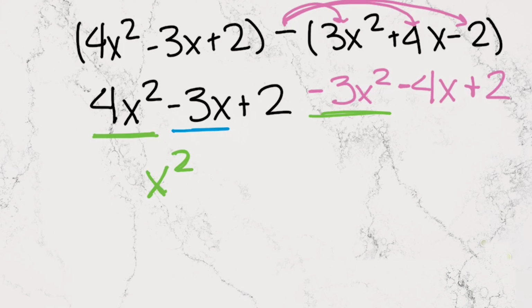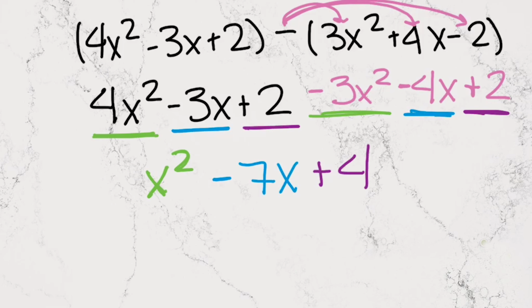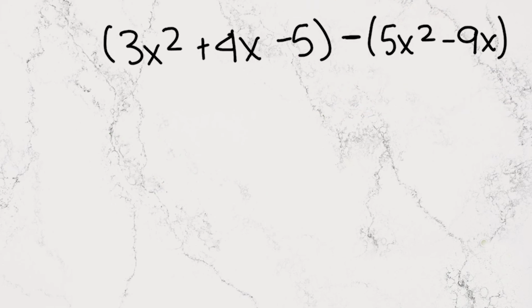Then I have -3x minus 4x. Well, -3 minus 4, that's -7x. And finally, I have my constants. I have +2, +2, that's +4. So let's look at our next example.